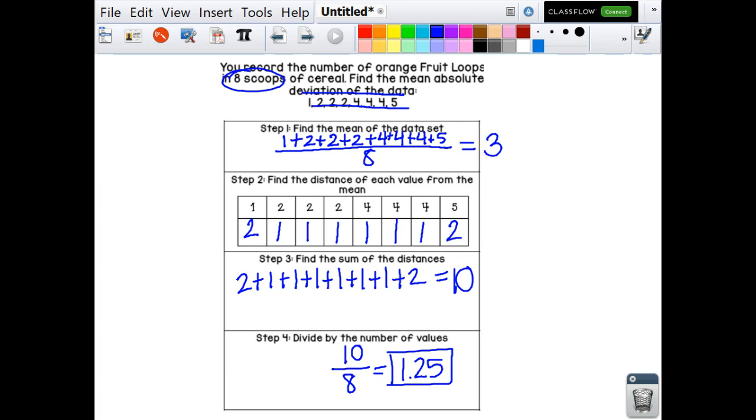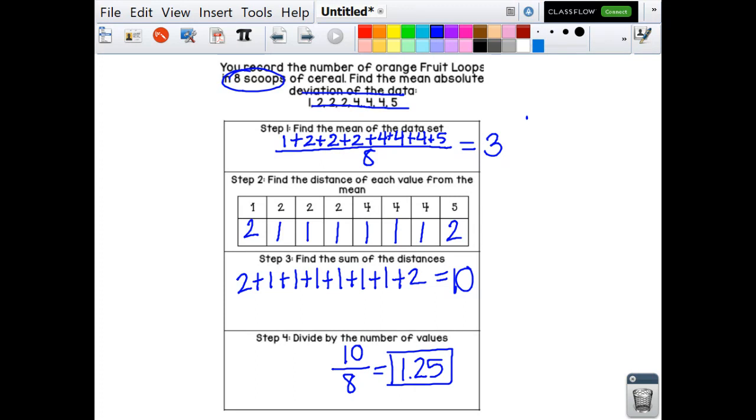Okay, so let's review the steps we just did. We found the mean for step 1. For step 2, we found the distance between the mean and each point. Then for step 3, we added them all up. And then step 4, we divided by the number of values, which is basically step 3 and 4 is finding the mean of these distances.